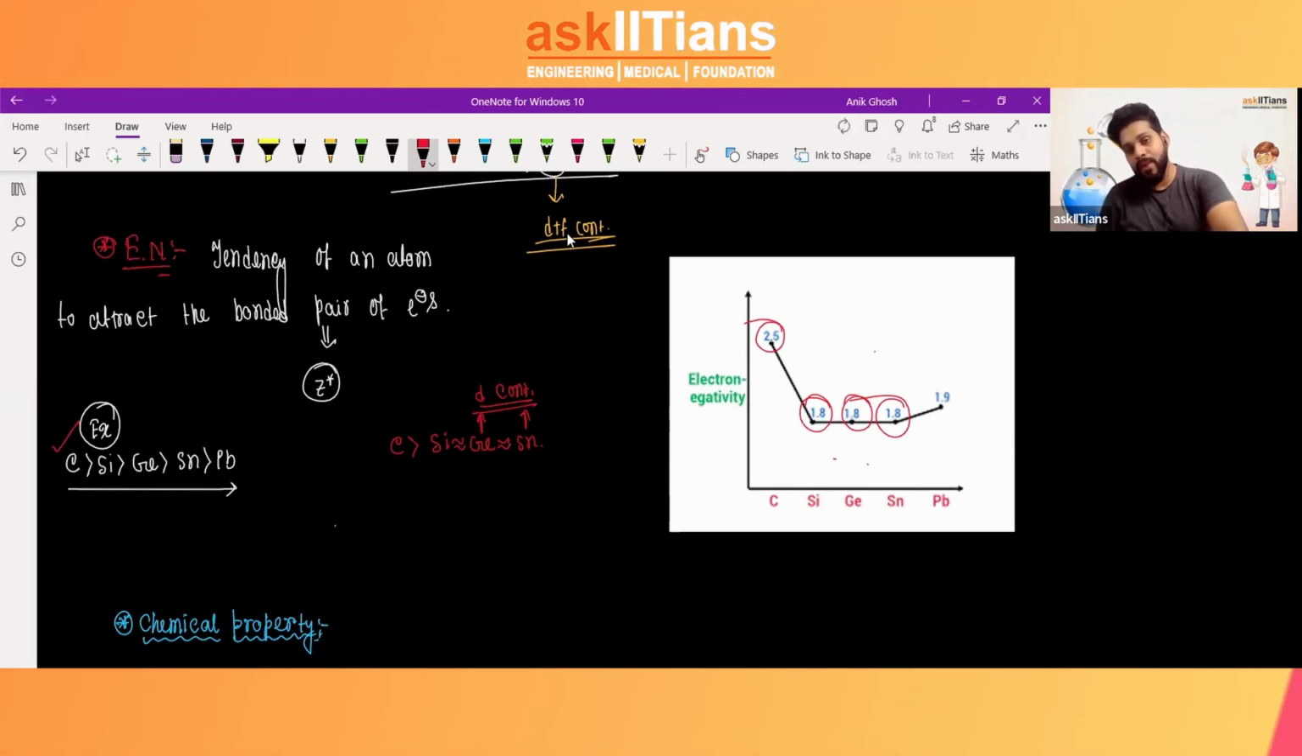Now, the most important part is, guys, where is lead? If you see, lead comes right after carbon in the electronegativity order. So carbon, lead, and after that, guys, silicon, germanium, and tin have the same values. This is the proper order.